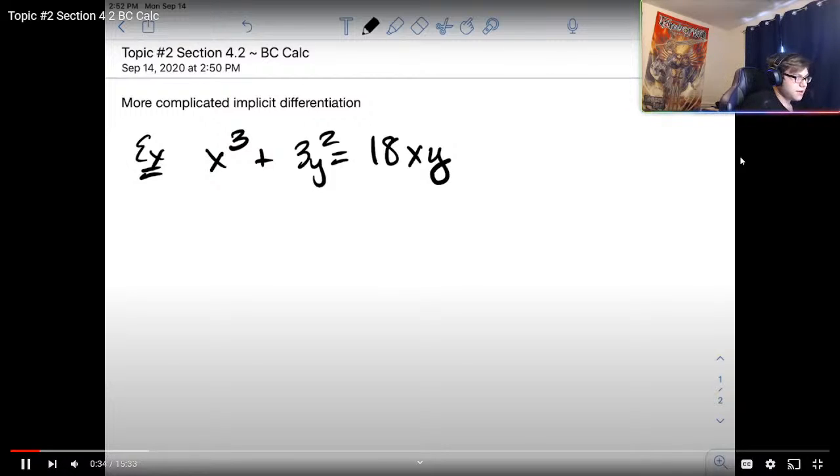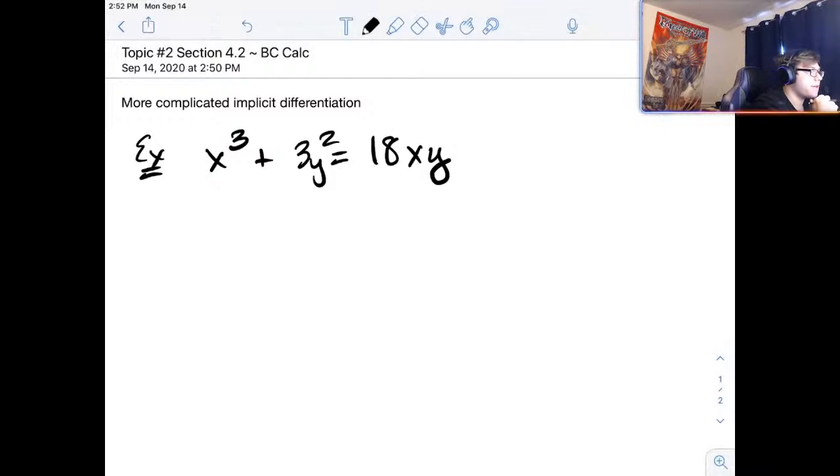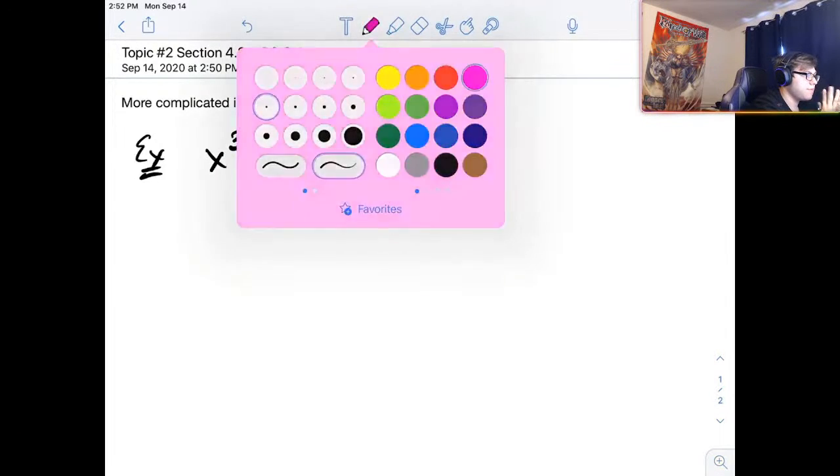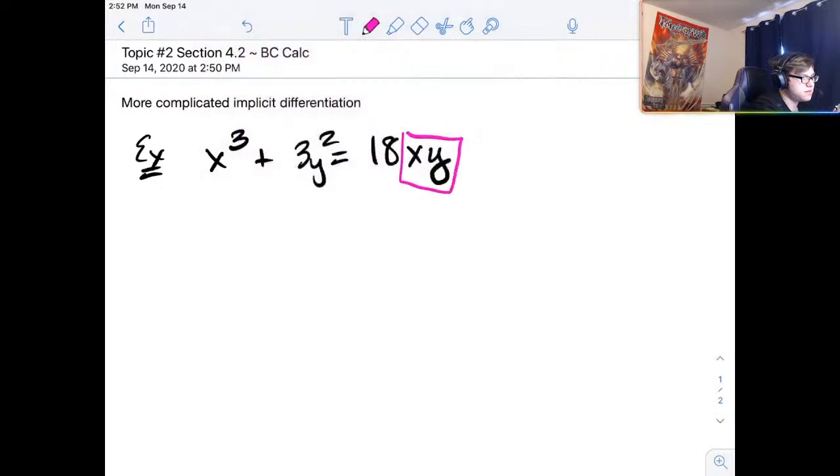Like product rules, quotient rules, and chain rules. Let's say we're saying 18x times y. I have to say, in my many, many years of teaching calculus, you guys, this little tiny product rule right here is a super sly thing that often gets by people.